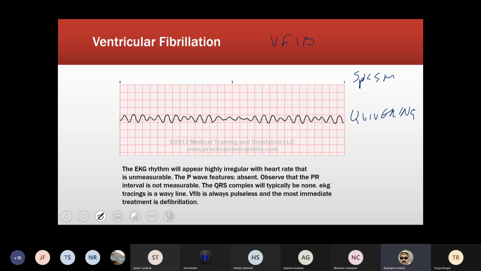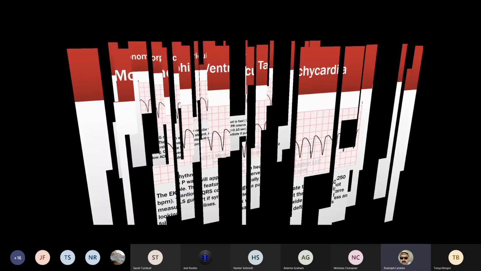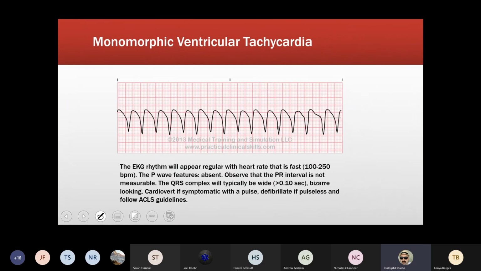Now, you can also have fine VFib, which looks like such. So just be careful of that, as opposed to asystole, which is your perfectly flat line. Always pulseless, most immediate treatment: obviously, we're starting CPR on this patient. As soon as we can, we need to defibrillate. So that's VFib.